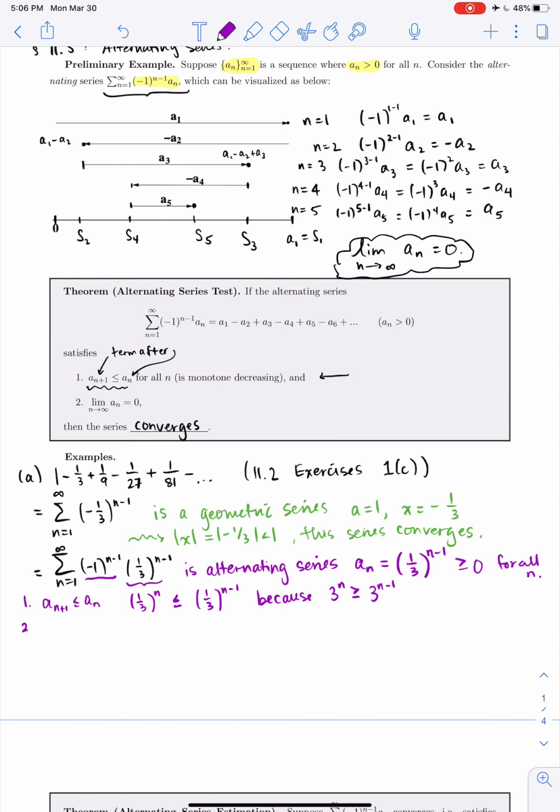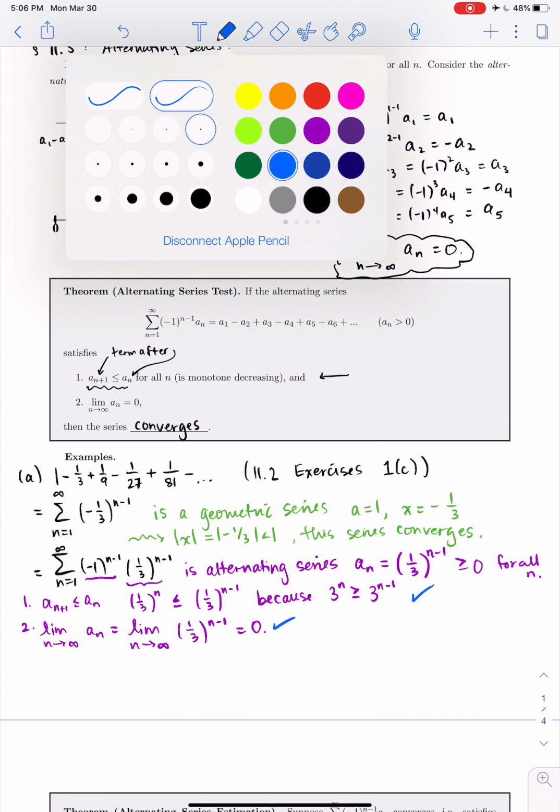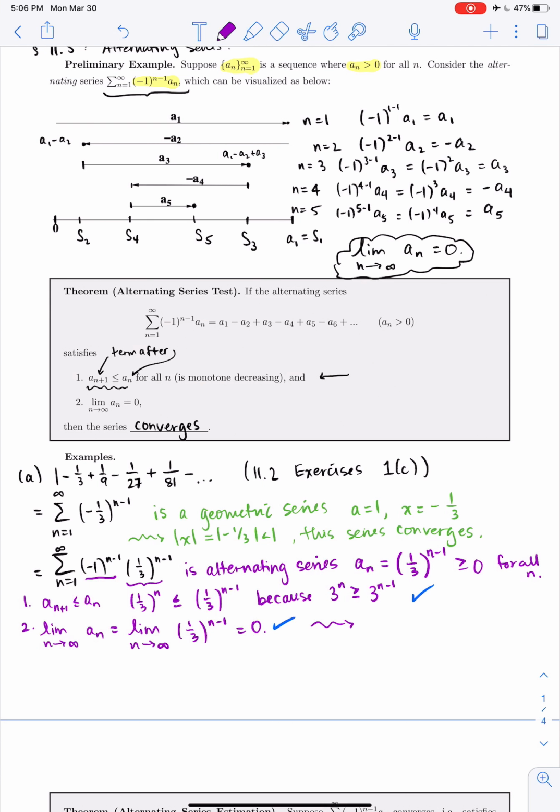That doesn't guarantee that it converges. The last thing that you need to check is that the limit as n goes to infinity of your base sequence, without the negative part, does in fact converge to 0. And this one does. Okay, so both properties that are required to apply the alternating series test hold, therefore this series converges. So you can see this series is both geometric and alternating.